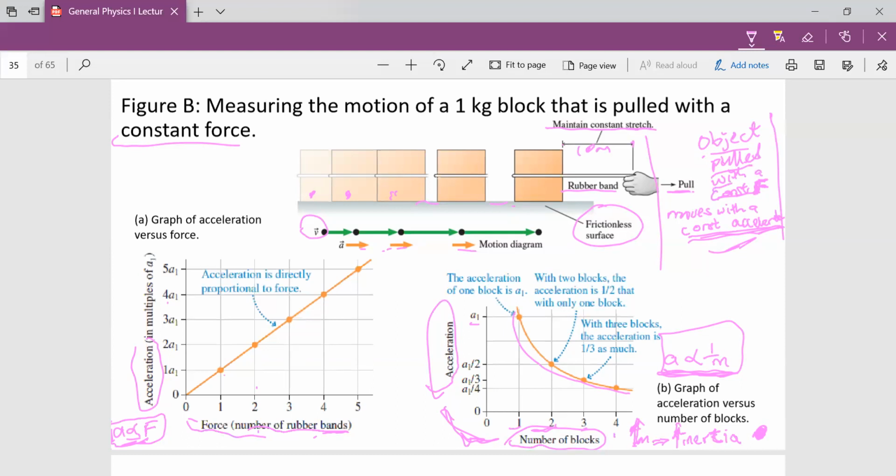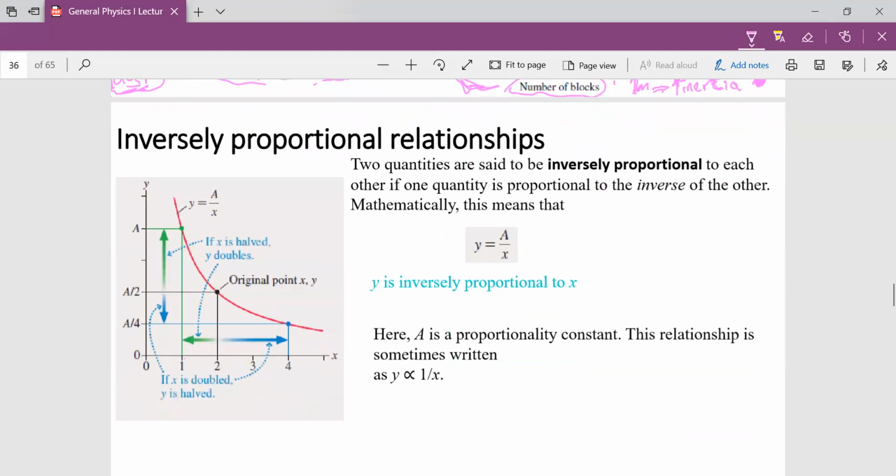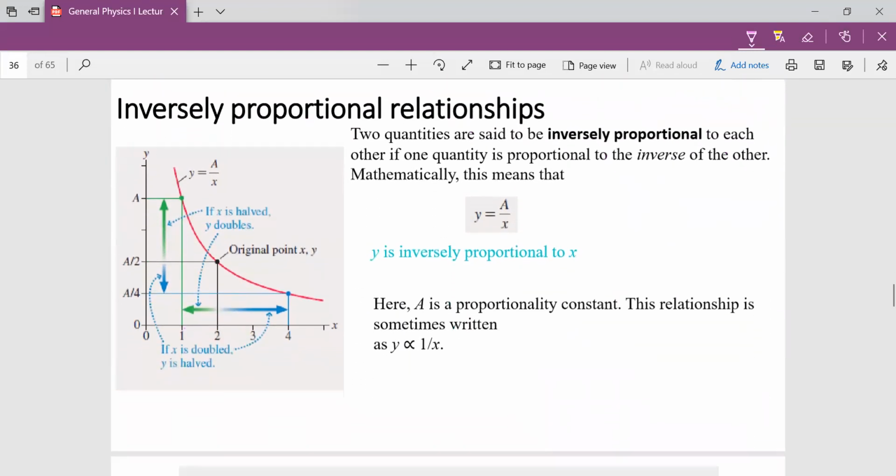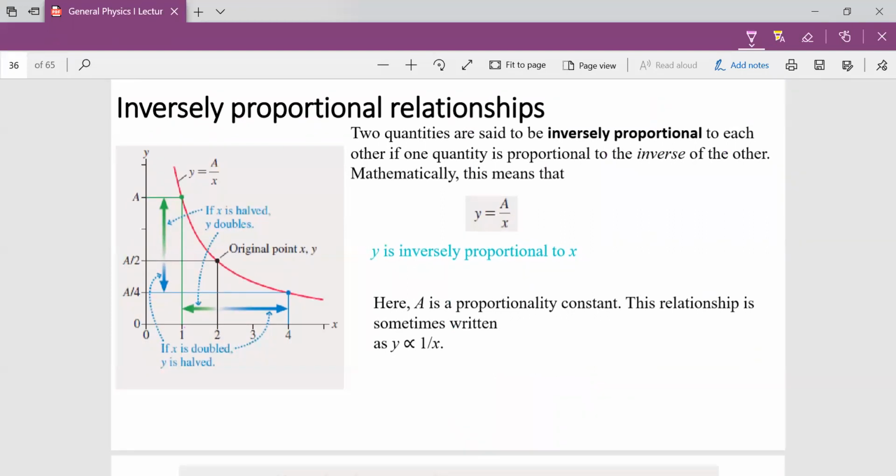So increase in mass leads to increase in inertia. So increase in mass leads to more resistance to change of velocity. So that is the sum of all that these two experiments have shown us. So let's advance quickly to understand the relationship that is implied as inverse proportionality.